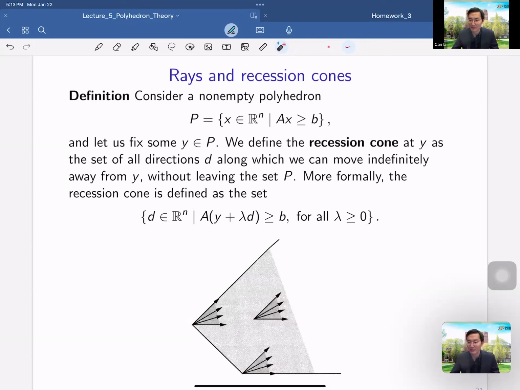Essentially, you find out for this problem, no matter which point you pick, the recession cone is essentially the same, because the two extreme directions are one direction parallel to this boundary here. The other extreme direction has to be parallel to the direction at the bottom. If it is not parallel to the direction, if you go indefinitely, they will always cross with each other. Okay, that's intuitively how we view the recession cone.